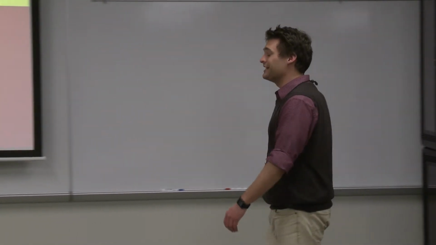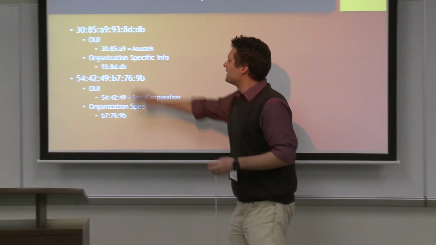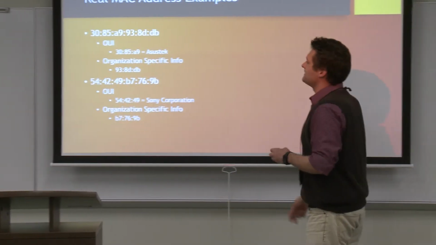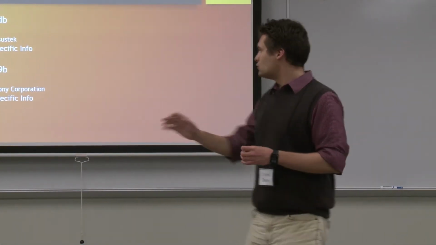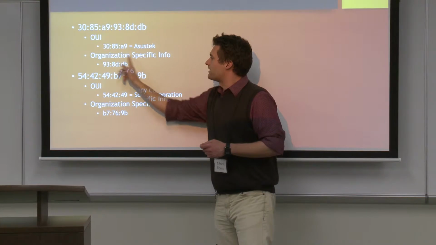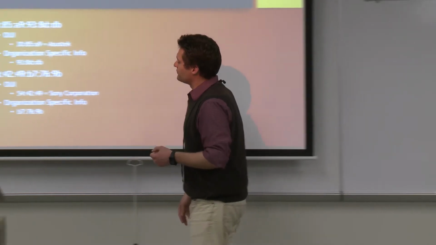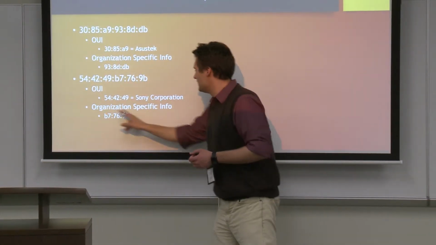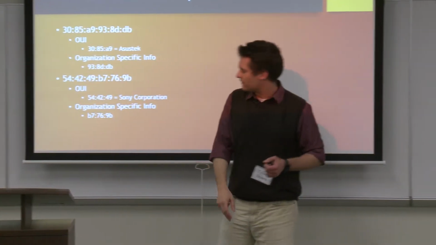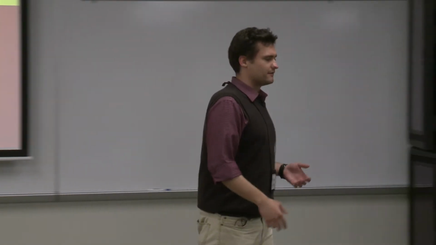Great. All right, real MAC address examples. If you go online and you actually want to see these examples, they're on the website. I encourage you to download the packets, and you can take a look after the fact. Here we have 3085A9. This is specific to ASUS Tech. It's been specifically assigned to them. And on the back end, we have 938DDB. This is their way of keeping track of what specific ASUS device ASUS has put out. Then we have 544249, which is the Sony Corporation. In this instance, it is a Blu-ray player. And then B7769B, which again is an example of Sony keeping track of their own devices.